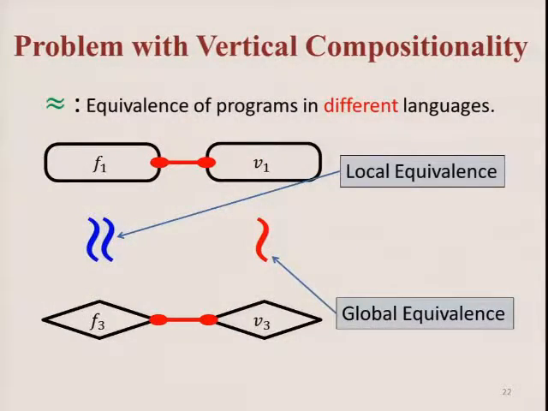The idea behind it is that we allow each module to invent its own notion of equivalence, which we call local equivalence, and which is denoted by this blue equivalence. Then we say that the global notion of equivalence, global equivalence, is kind of a union of all the local equivalences for all modules. That's the intuition.